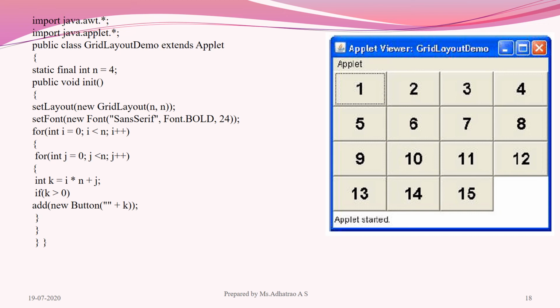This setFont method allows us to set a particular font for the component or the window. So here I am using a for loop for buttons in the form of 4 rows and 4 columns. When I run this program, the window will appear as follows. See, 4 rows and 4 columns, and the buttons are added in the form of grid layout. So this is the example of grid layout demo.